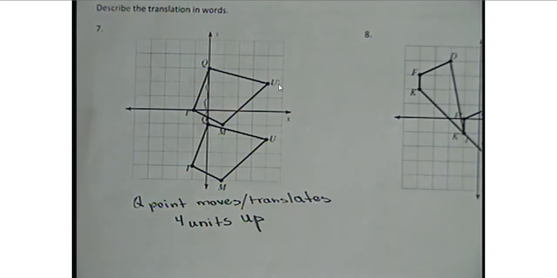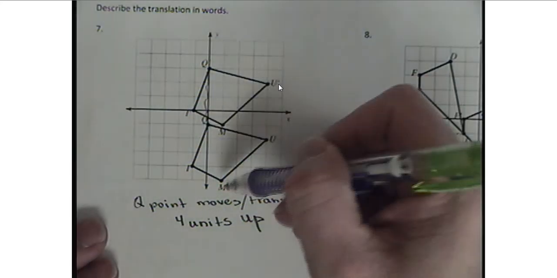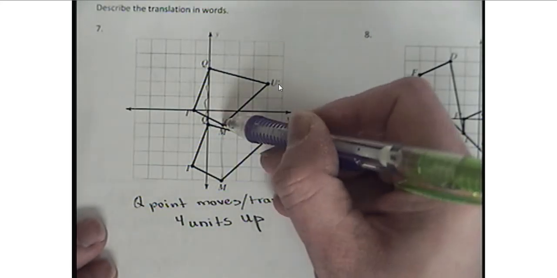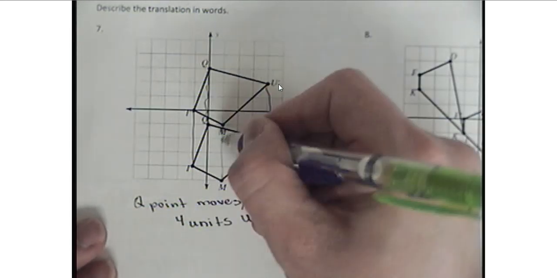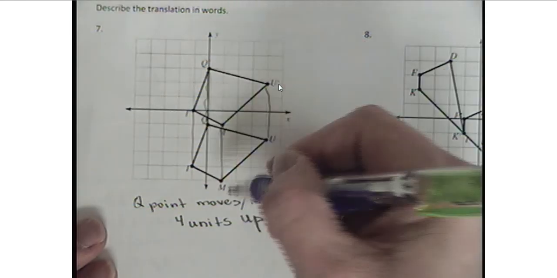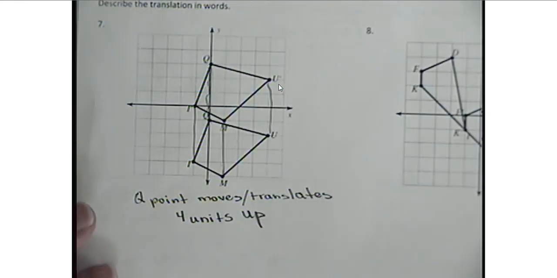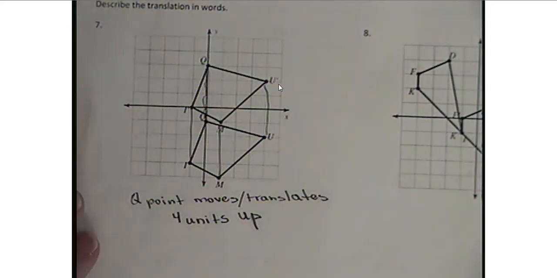4 units up. If you check every single point, M goes 4 units up, U goes 4 units up, I goes 4 units up, and Q. So basically this image is just moving from, let's say, the ground, it goes up through the y-axis.